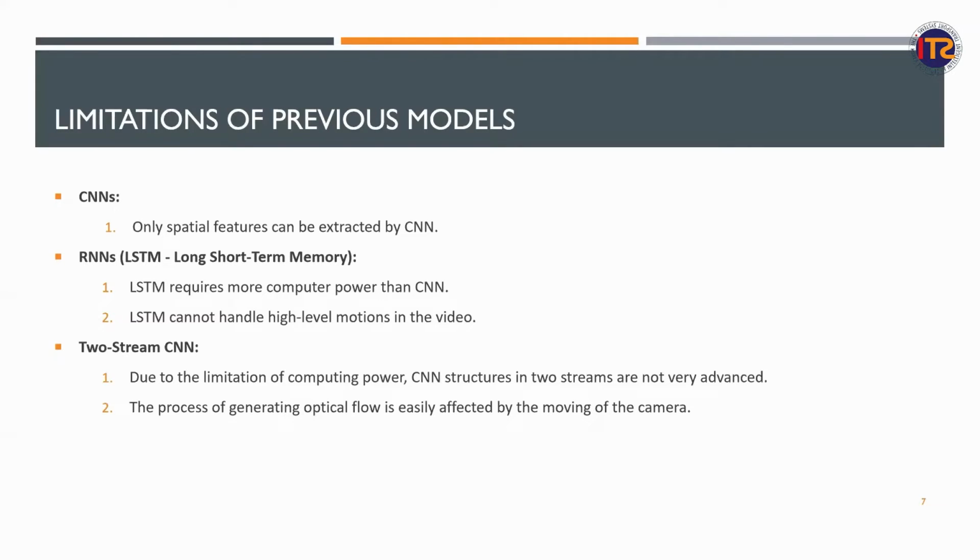So far we know there are some limitations of the current models. For example, in CNNs, only spatial features can be extracted by CNN. This is not ideal because there is no temporal information, no temporal features. For RNNs, the best known one is the LSTM, called long short-term memory. LSTM requires more computer power than CNN, so more power consumption. And LSTM cannot handle high-level motion in the video. The last one is two-stream CNN. As I said already, we consider two tracks, spatial and temporal. Due to the limitation of computing power, the CNN structures in the two streams are not very effective, not really advanced. The process of generating optical flow is also affected by the moving of the camera.